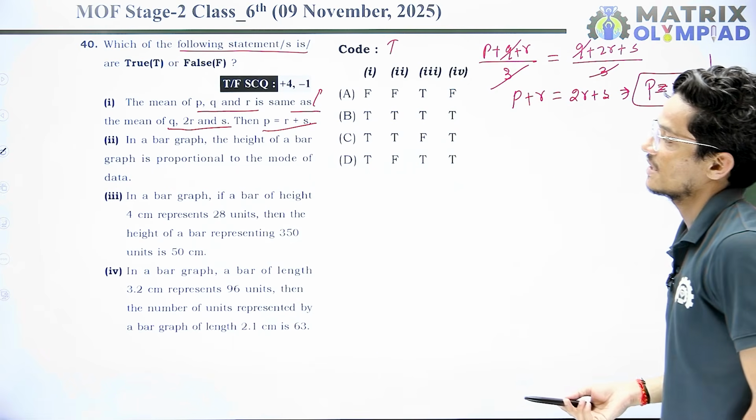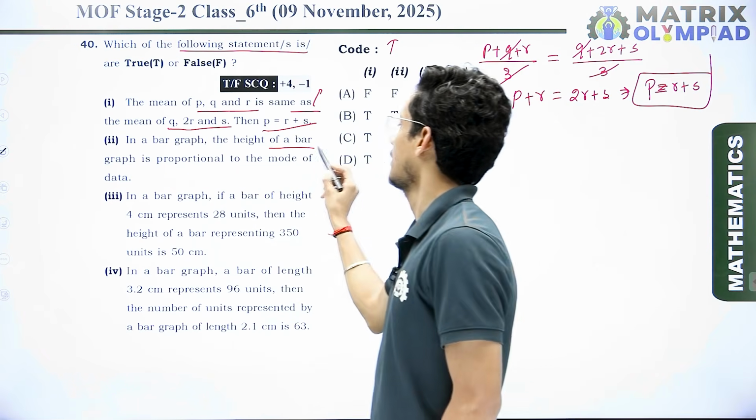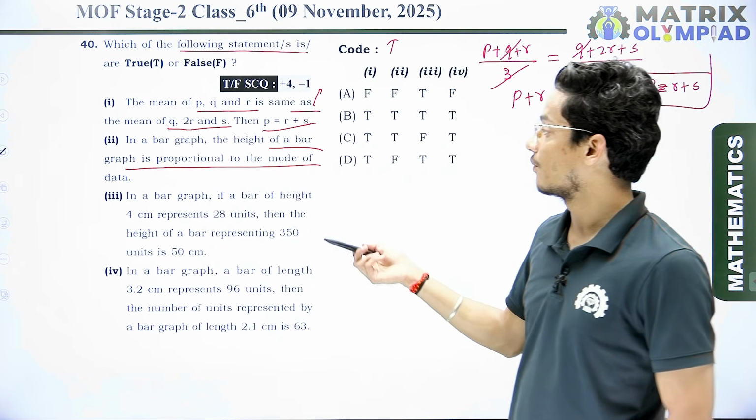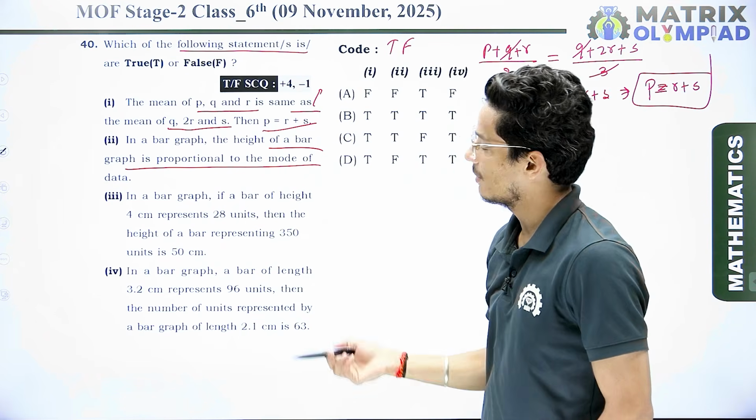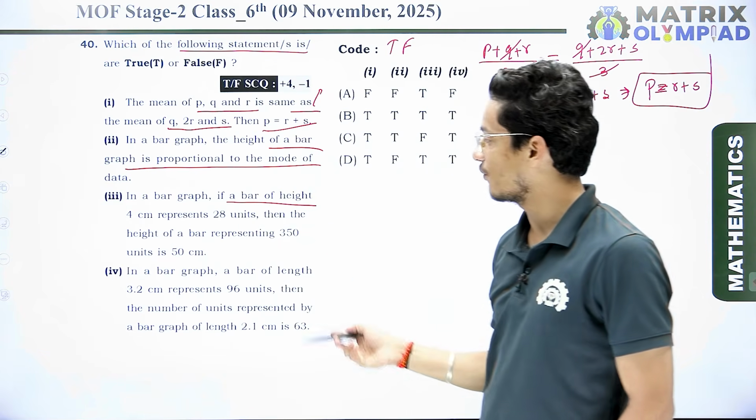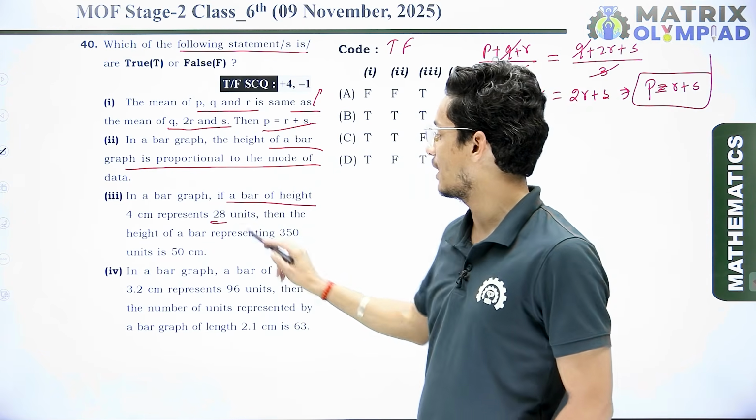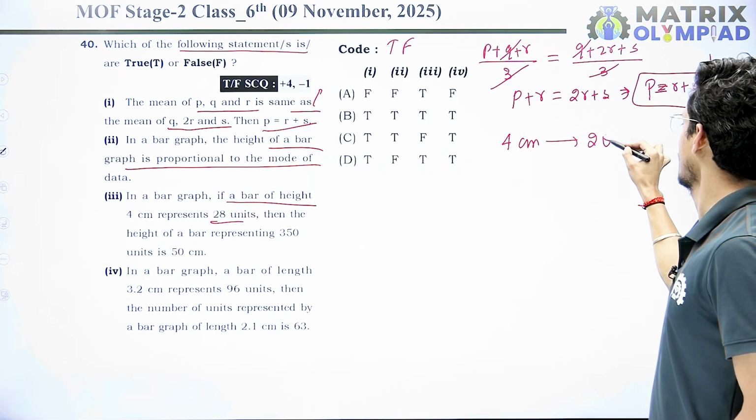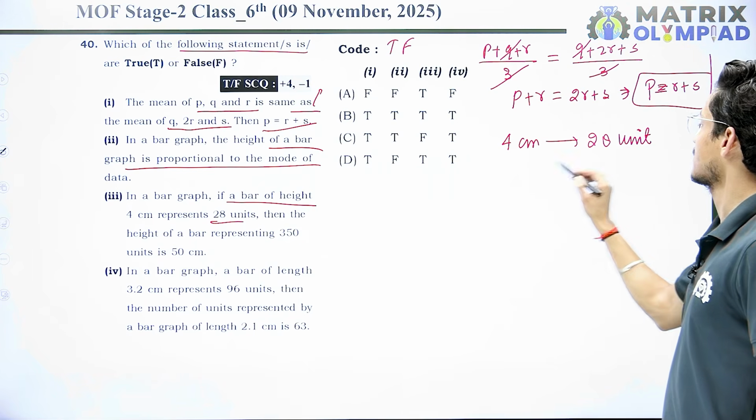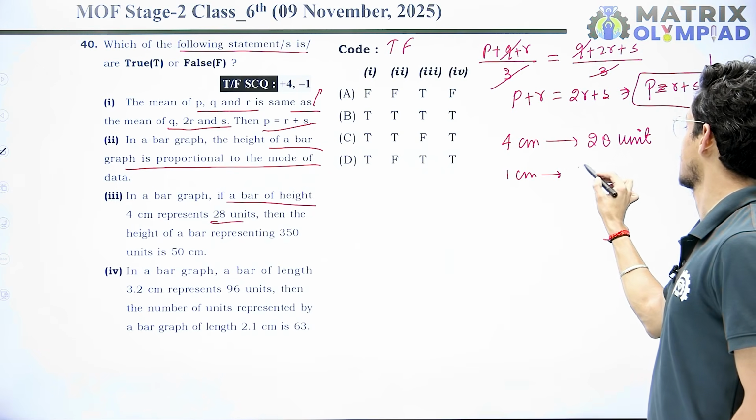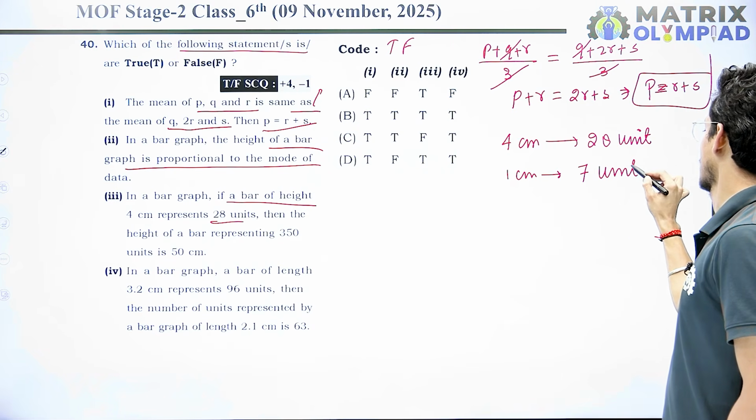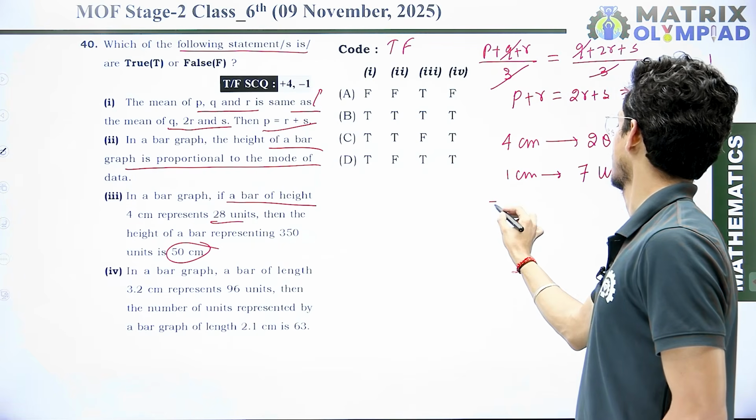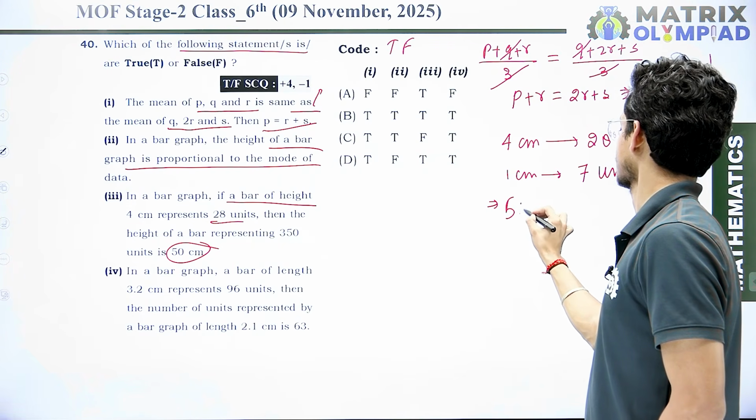If I talk about the next, in a bar graph, the height of a bar is proportional to the mode of the data. So this one is false. If I talk about the next, in a bar graph, if a bar of height 4 cm represents 28 units, here we have 4 cm representing 28 units. It means 1 cm represents 7 units. Now we have to find for 450 cm. So I can write here 450 cm.